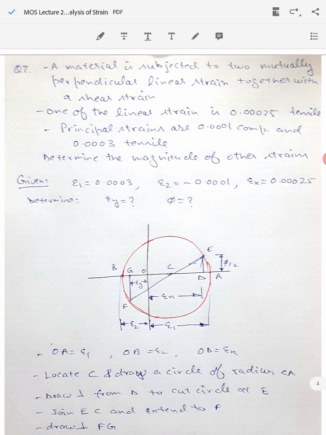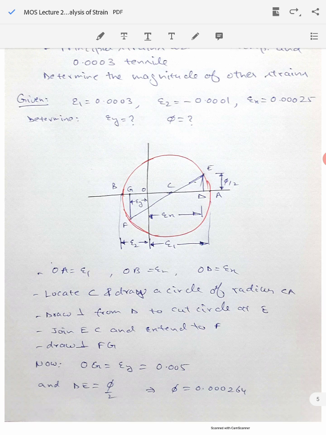Now how will we construct the Mohr circle in this case? First of all, because you are given the principal strain values, you can easily locate point A, that is OA, which you mark equal to epsilon 1. Second, you mark OB, and because it is compressive in nature, you draw it on the left-hand side of the origin. So you mark the point B. Once you have point A and point B, it is very easy to find their center, which gives you point C at the middle. After getting the center, draw a circle using the radius CA.